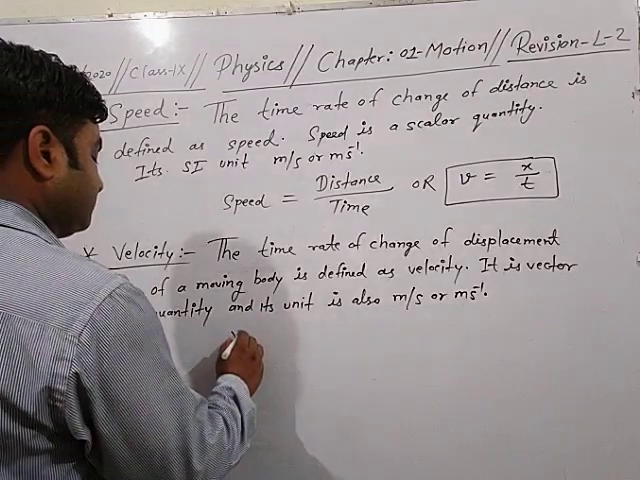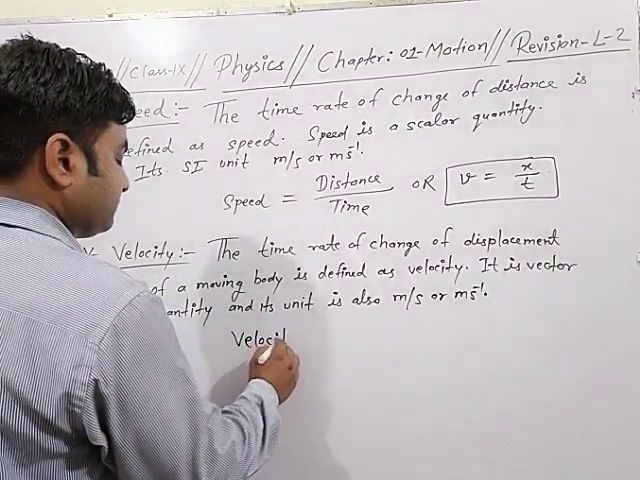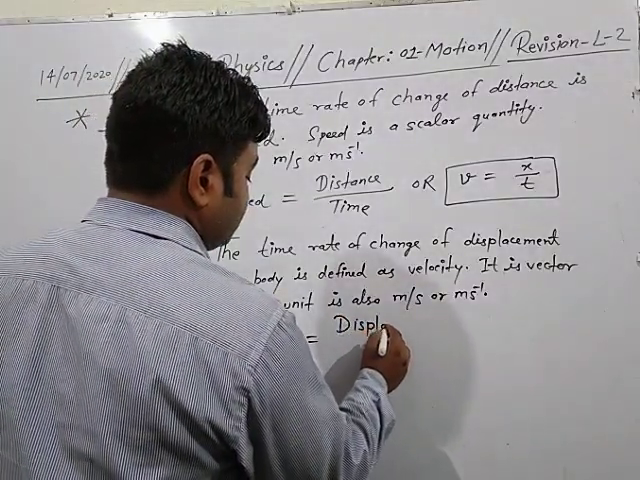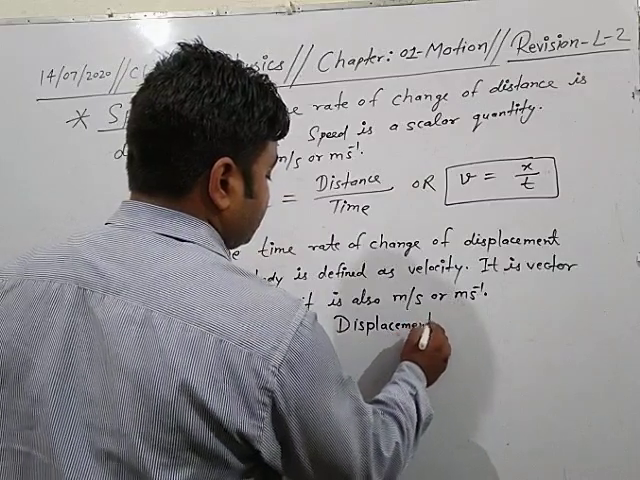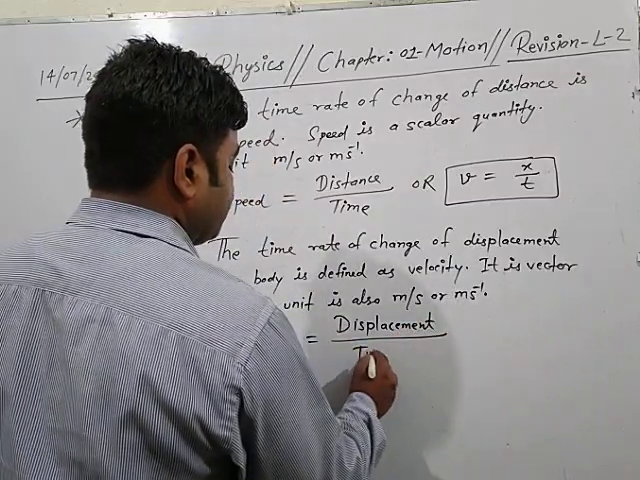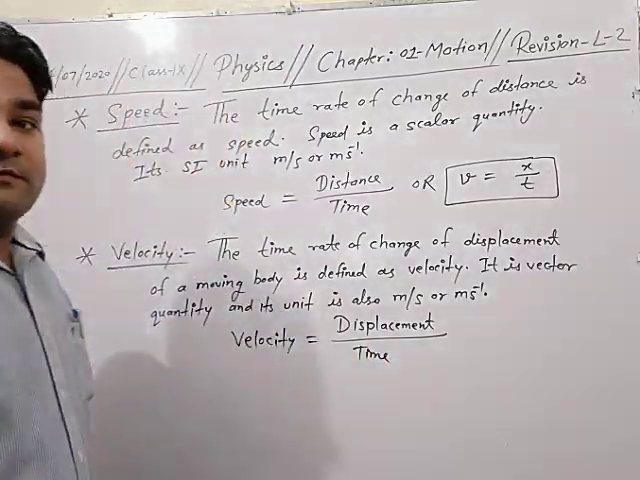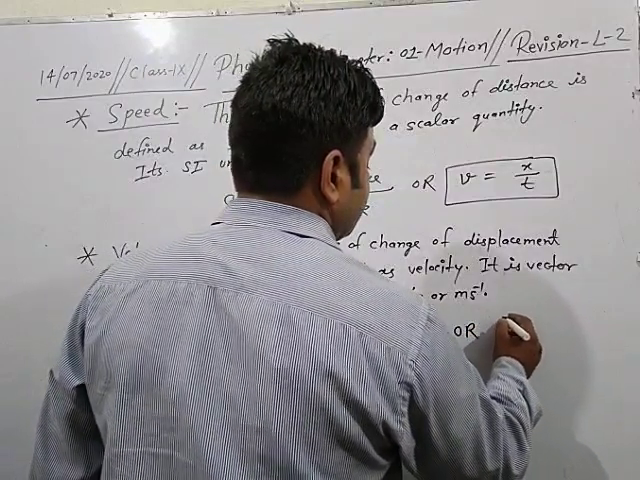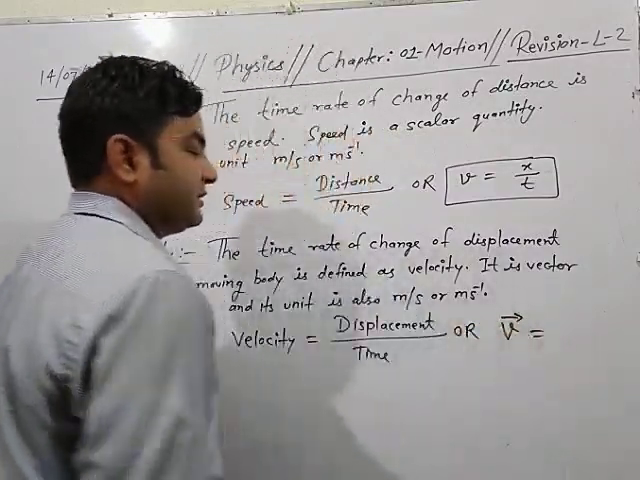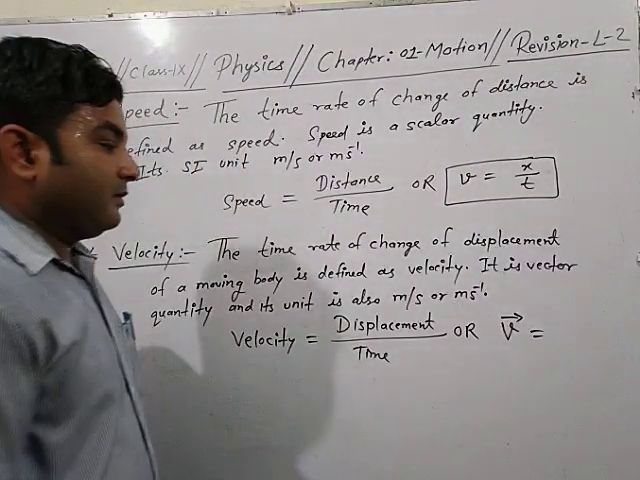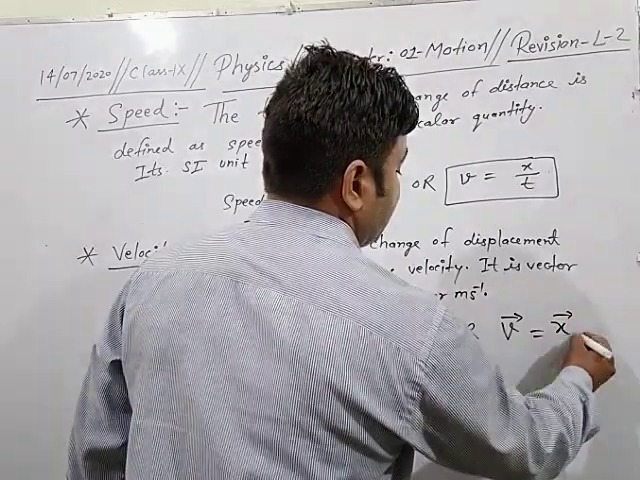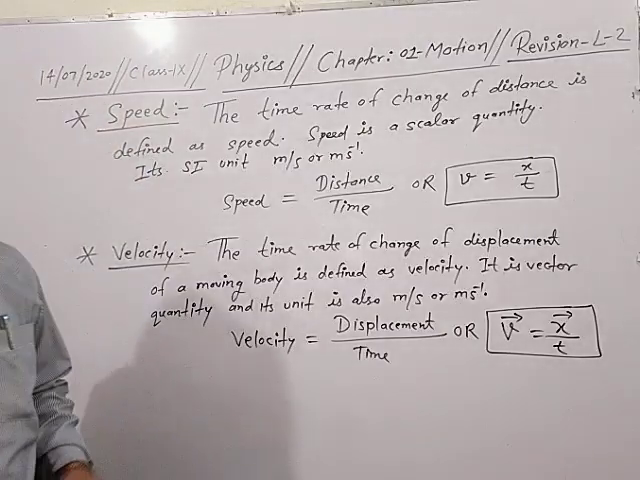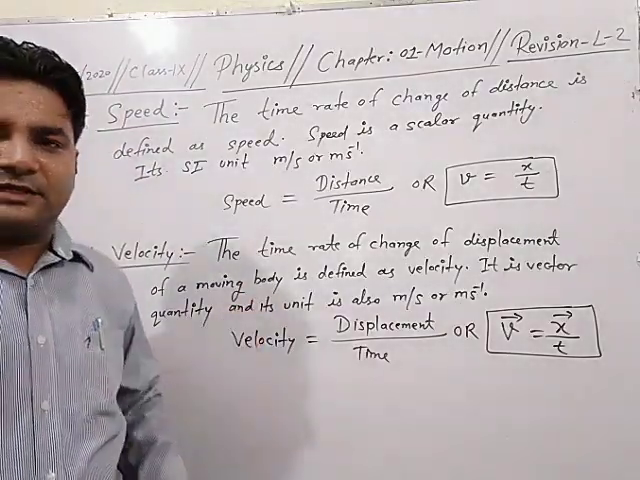So velocity is equal to displacement upon time. This is the formula concept. Velocity is equal to displacement upon time. V with an arrow symbol here is for a vector quantity, and displacement is also a vector, upon t. So if both the formula concept and the definition concept are clear, then there will be no doubt.